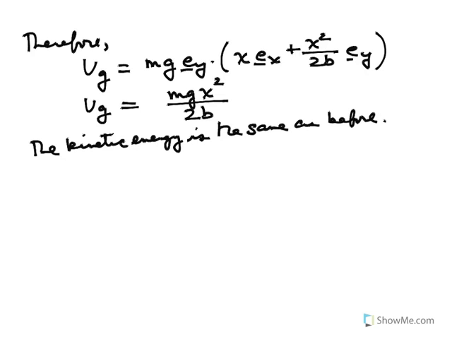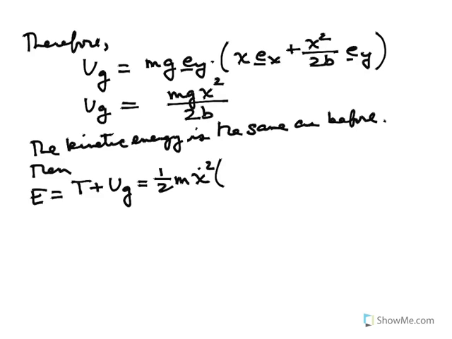So what does that give us? Then the total energy is going to equal the kinetic energy plus the potential energy due to gravity, which is equal to 1/2 m times x dot squared times 1 plus x squared over b squared, and then we have plus mg x squared over 2b.